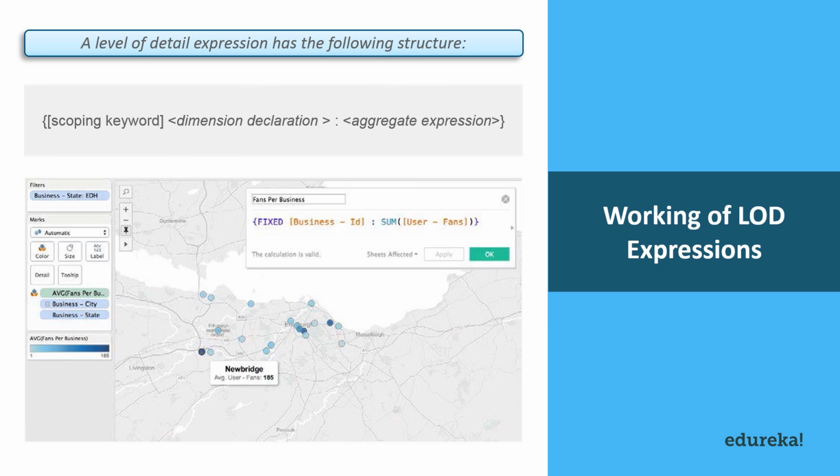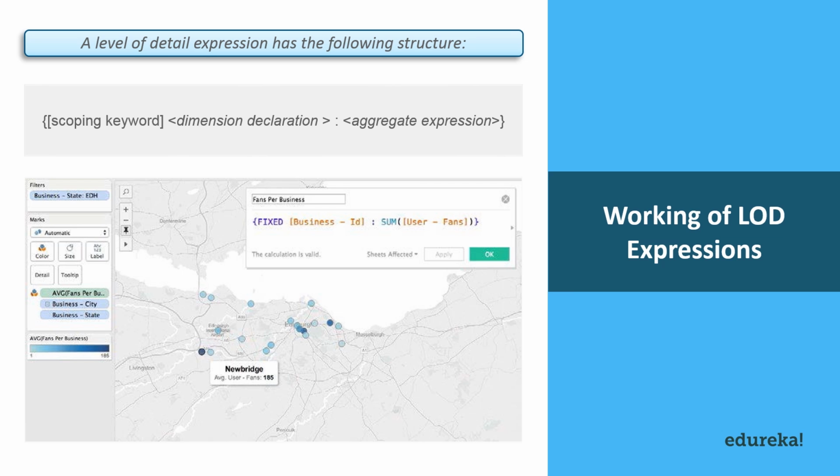Now this expression tells Tableau to perform the aggregation for each business ID, regardless of other dimensions used in the LOD. You can use this expression to calculate the total user fans per business ID after dragging this new field into the view. We can then average those values per city. Now the fans per business field has been added to the color shelf, as you can see on your left.